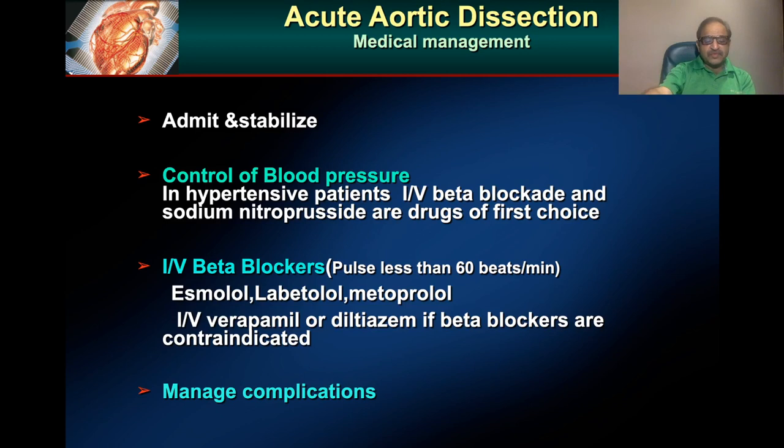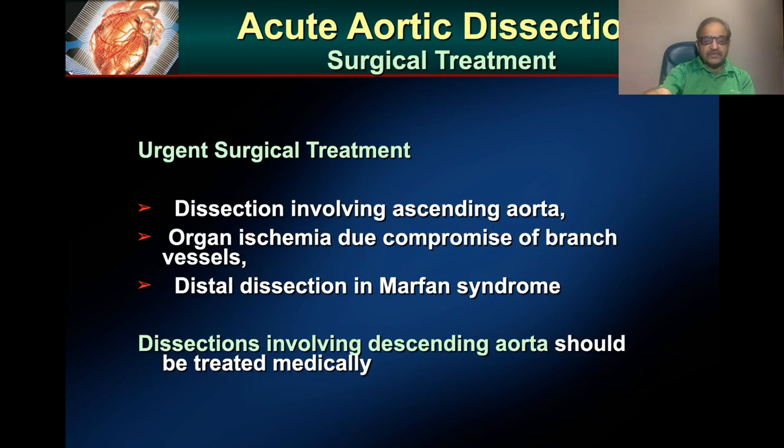And then of course you manage the complications accordingly. Like cardiac tamponade, you have to aspirate pericardial fluid, and then acute AR, again immediate hospitalization and treatment of pulmonary edema. So you have to manage the situation according to the complication which your patient is having.